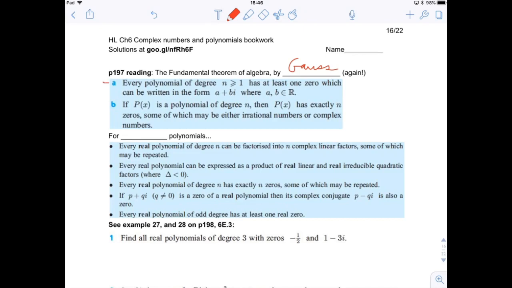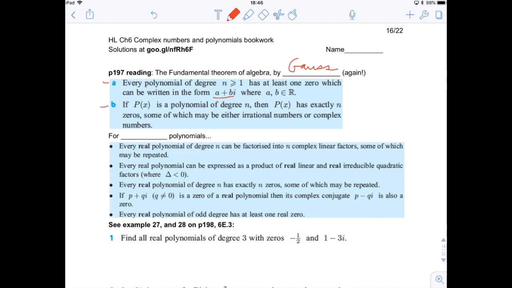Every polynomial of degree n greater than or equal to 1 has at least one zero, which can be written in the form a plus bi, where a and b are real numbers. Now notice that either a or b could be 0, so it doesn't mean that they have imaginary roots necessarily. It could have an imaginary root, but they might be real too. If b is 0, then a plus bi is a real number. So it doesn't say that it's necessarily complex, but it might be.